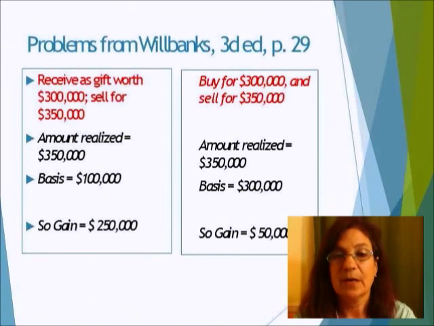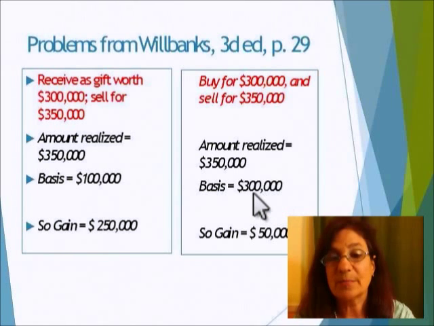Here's the summary. On the left, received the gift, and on the right, bought the stock for $300,000. And then we're selling it for $350,000. Amount realized is the same in both cases. That's what she got. The thing that's different is her basis, and that's because she received the property, or she acquired the property, the stock, in different ways. When she acquired it as a gift, she got the donor's basis over here on the left of $100,000. And when she acquired it by purchase, she has a cost basis of $300,000. And so that makes all the difference in the world when we're determining her gain.